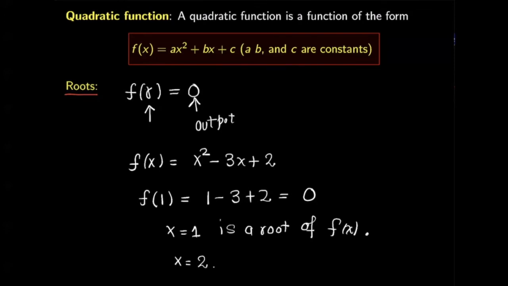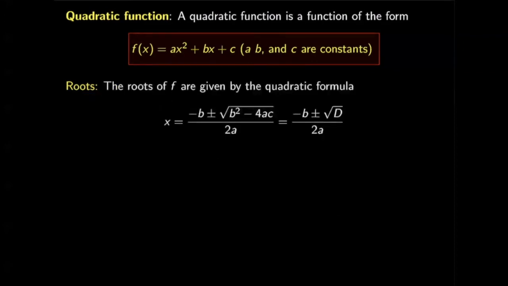Now, the question is how to come up with those numbers which will produce 0 as an output. There is a systematic way, a mathematical formula, to calculate all those inputs which produce 0 as an output, and that is known as the quadratic formula. So this formula gives us all the inputs which will produce 0 as an output. Again, let me give you an example.